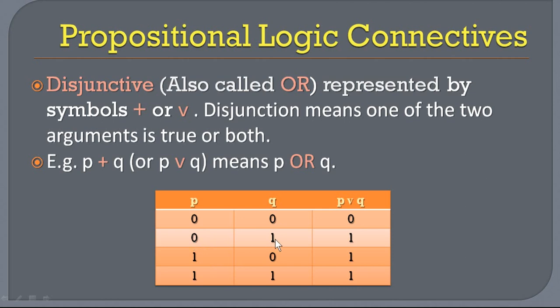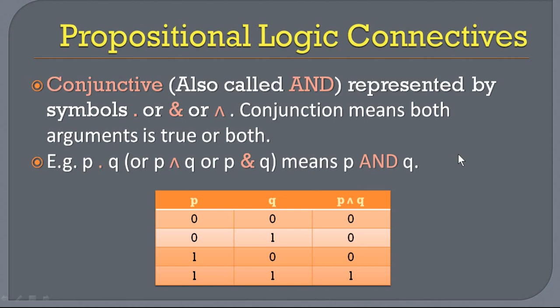Otherwise, 0 1 or 1 0, where any one of the conditions is true, then the result will be true, and if both conditions are true, obviously the result will be true. So the disjunctive operator will have two arguments, or more than two, and if any one is true, then the result will be true.